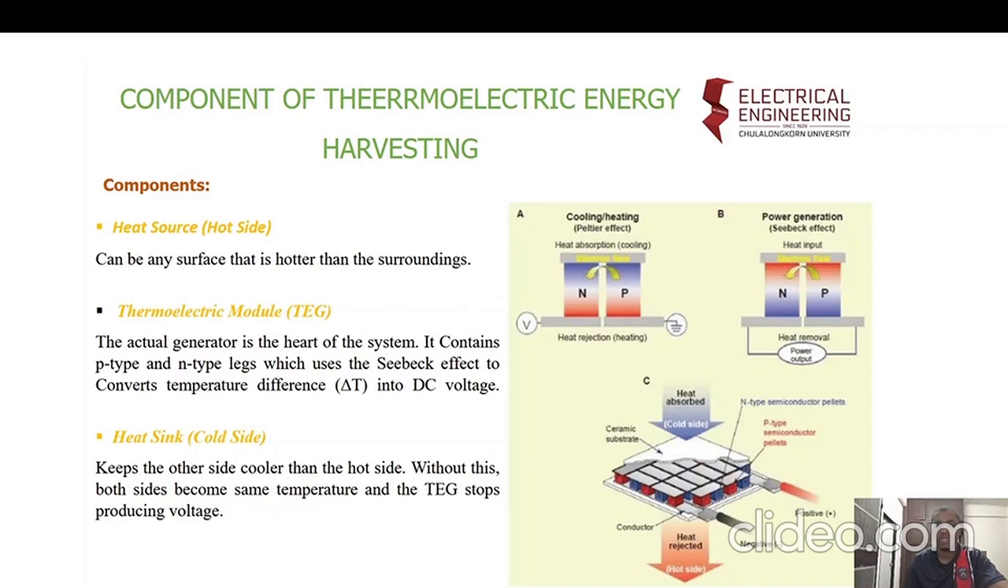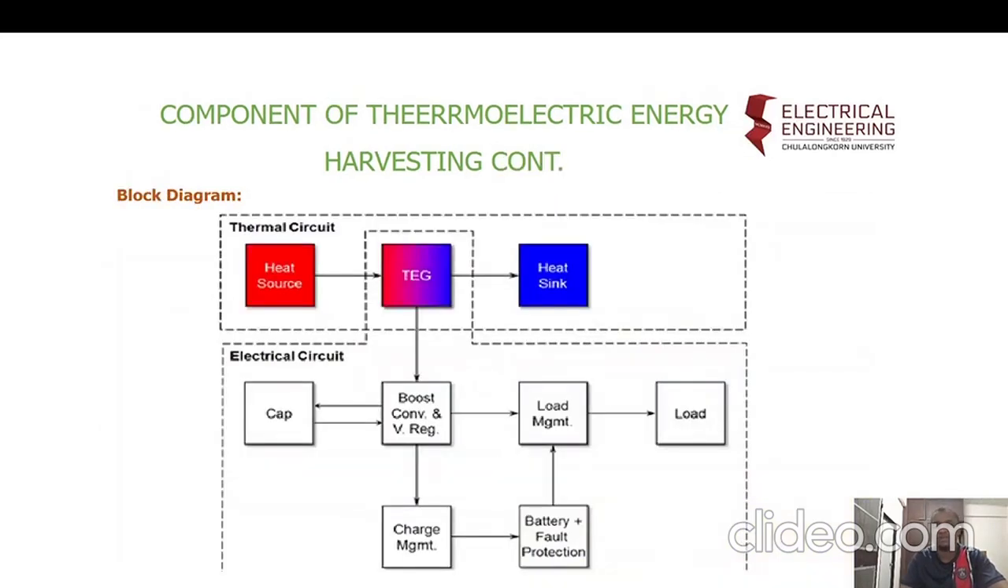Then you also have the heat sink, which is to keep the other side cooler than the hot side. So that way you will be able to make sure that there's always one side that is hotter than the other side. If not, your thermoelectric harvesting will not work. So this is like the block diagram. You have your heat source, you have your thermoelectric generator, and then you have your heat sink.